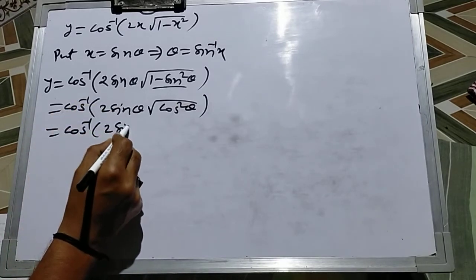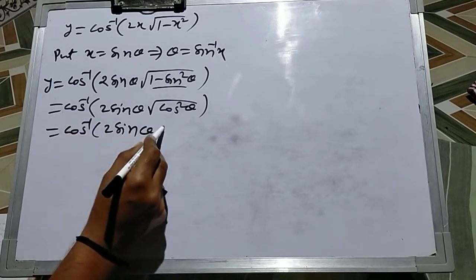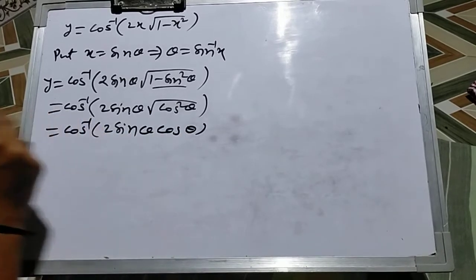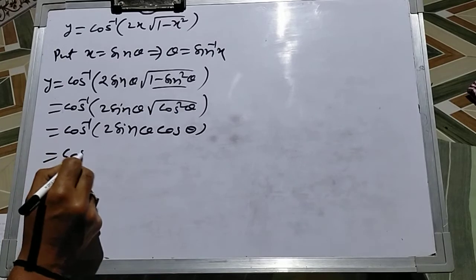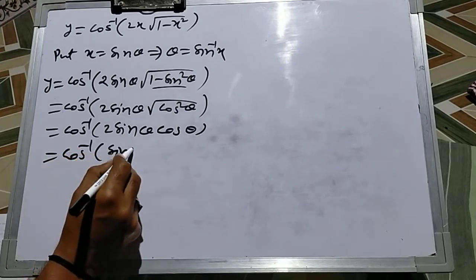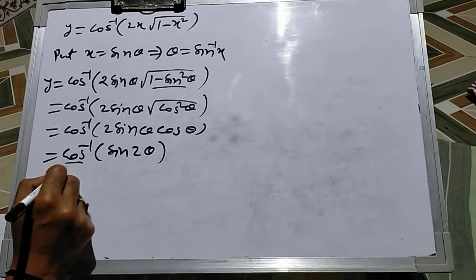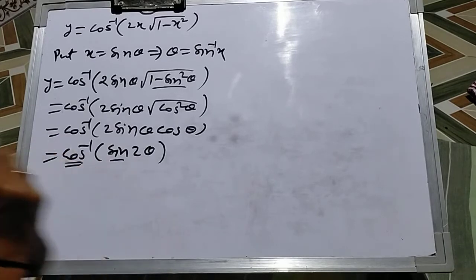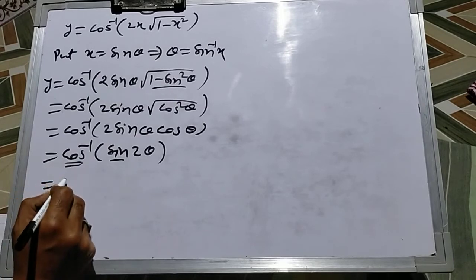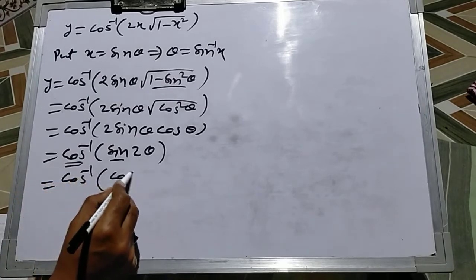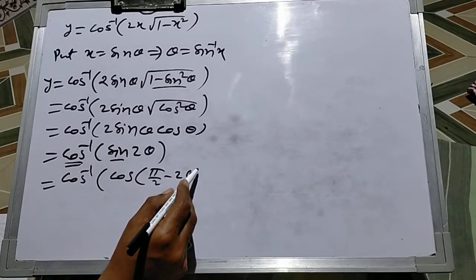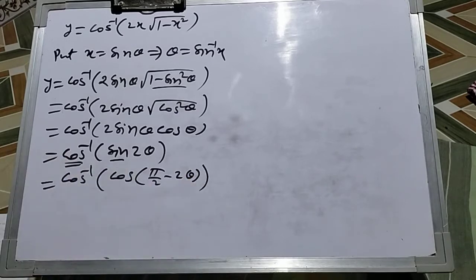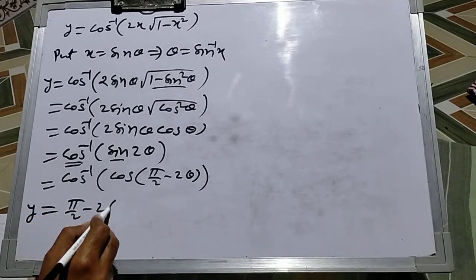So here this term is cos inverse of 2 sin theta cos theta. Again 2 sin theta cos theta means sin 2 theta. So this is equal to cos inverse of sin 2 theta. Again here the term is cos inverse, so we require cos. So for cos, this sin 2 theta can be written as cos of pi by 2 minus 2 theta. Again cos inverse of cos of theta means theta.